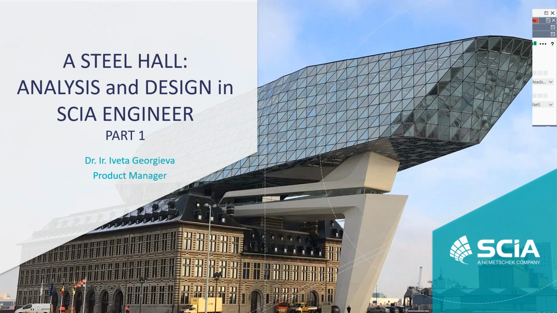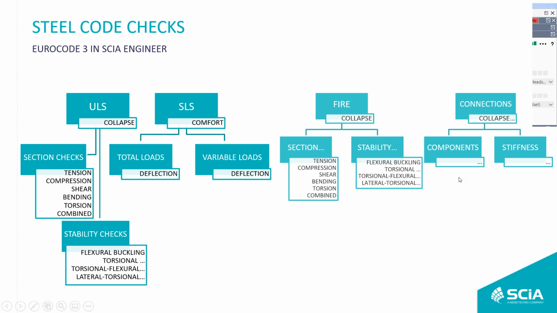What I will do today is design a steel hull in one way, and next time I will design it in another way, and then we will see what the differences are. First I want to start with my presentation and show you a little bit of what is possible in SCIA Engineer related to steel design according to Eurocode 3.